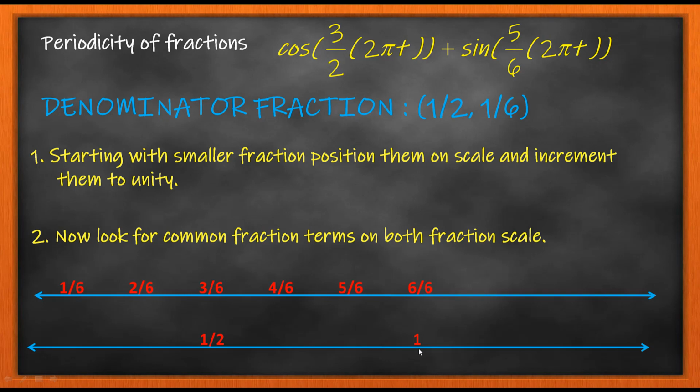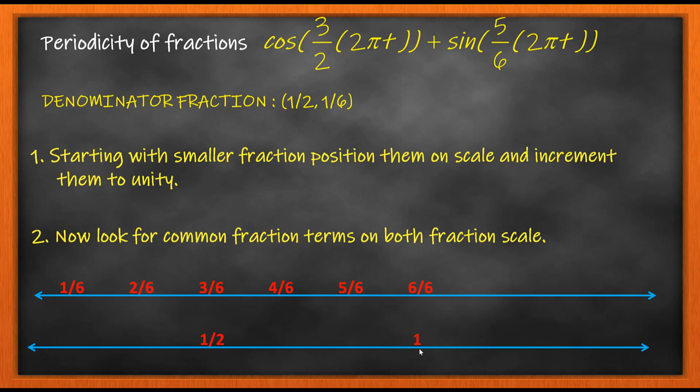For 1 by 2, you just have to write it twice, then you get to 1. 1 by 2 plus 1 by 2 is 1. This is the scale that we are using for the denominator fractions. Then we need to see the same value on the two axes. So 3 by 6 and 1 by 2, 6 by 6 and 1. 3 by 6 is 1 by 2, which is equal to 1 by 2.